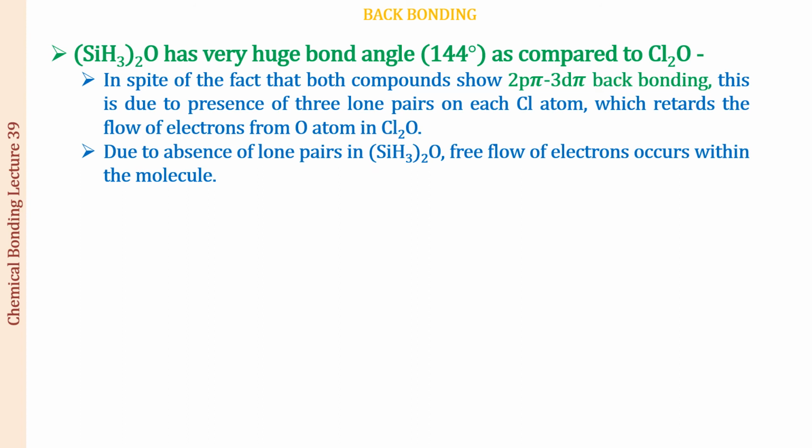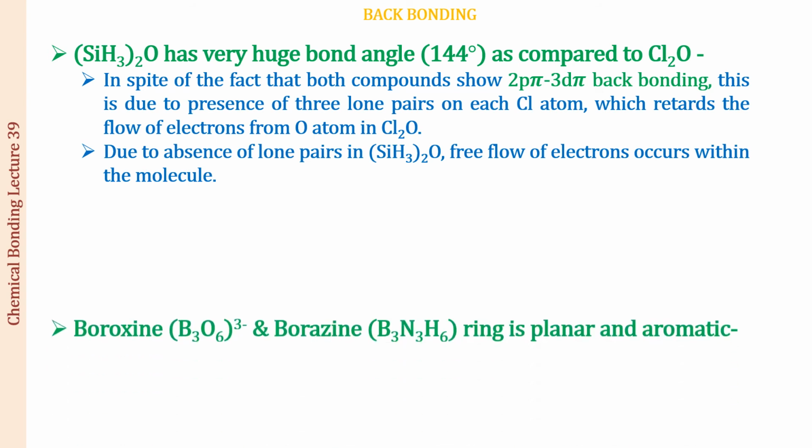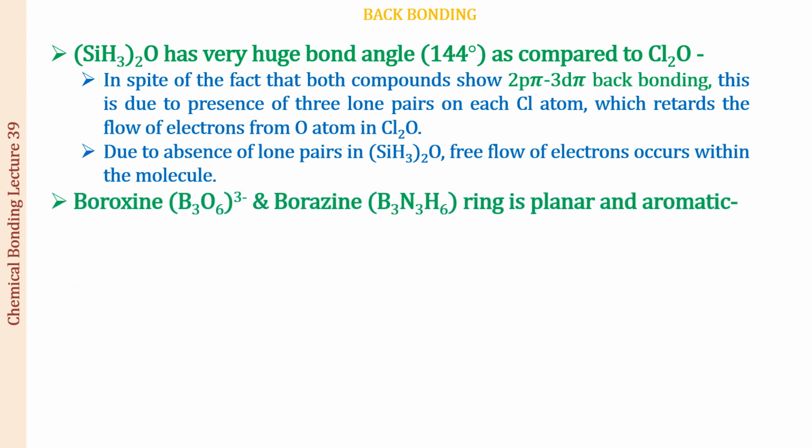Now let us see one more example where we have oxygen as the donor atom. It is going to be the boroxine radical, that is B3O6 3-, or you can say it is going to be the oxygen as the donor atom for back bonding in H3B3O6, that is metaboric acid. Okay, so what you will be seeing over here is this is going to be the structure. We have a ring like structure. This is a benzene like structure. The ring is planar and it is going to be aromatic.